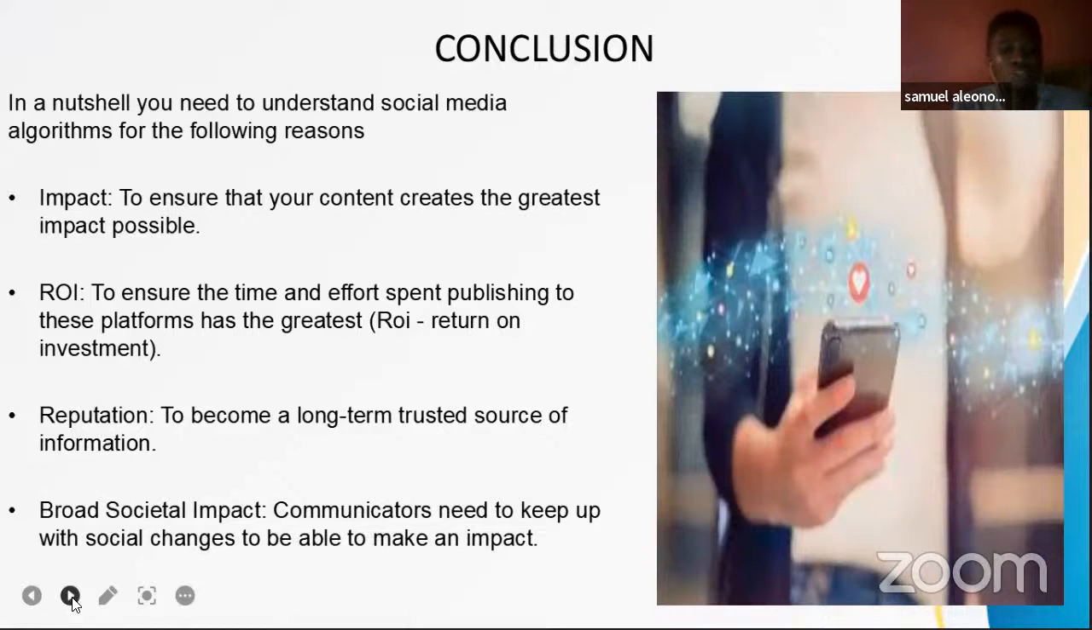Okay, reputation, to become a long-term trusted source of information, so that people can always come to that page. If I want to learn something about the entertainment industry, I can be sure of it. So as a communicator, maybe as a public person, you need to understand how the algorithm works to be able to keep up with your team and your followers.